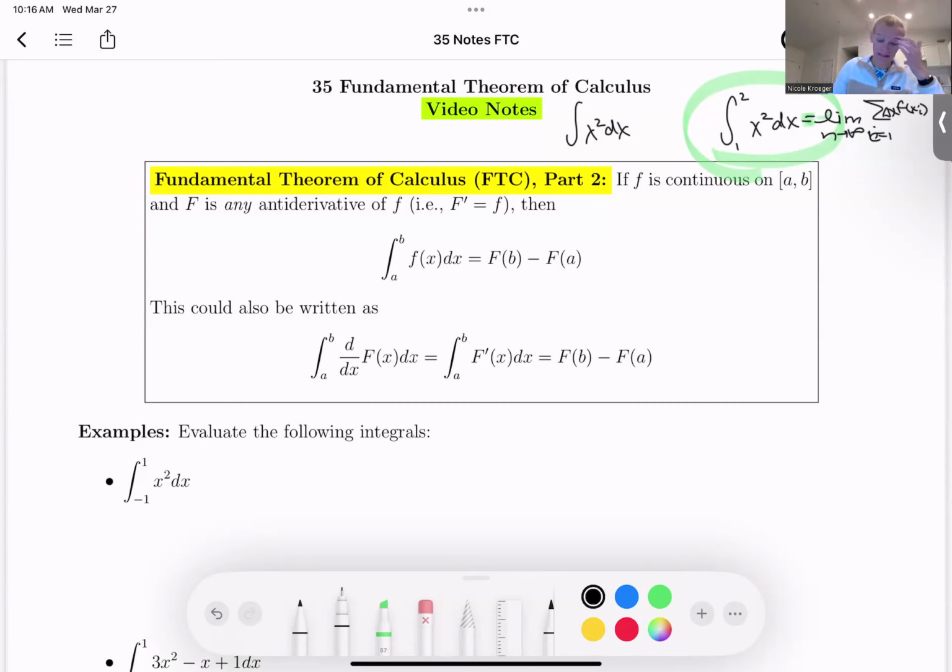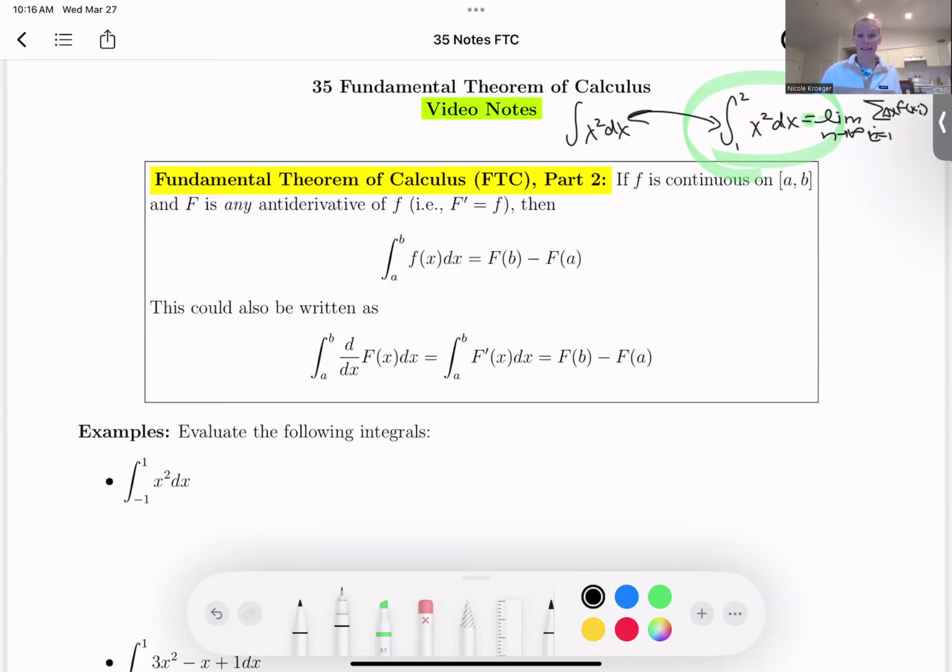So today we're going to see that there is indeed a connection between these two things. We're not just using the same notation for different things. And that's where the fundamental theorem of calculus comes into play. The fundamental theorem of calculus has two parts, and you might be thinking, well, Dr. Krager, we haven't done the first part yet. And that is correct. We are skipping to the second part first, and then we'll go back in a couple days to the first part.